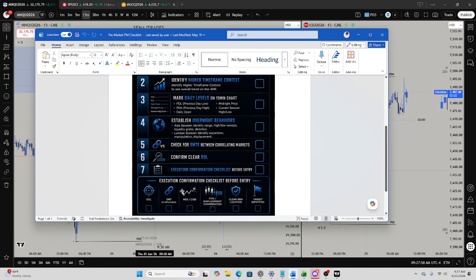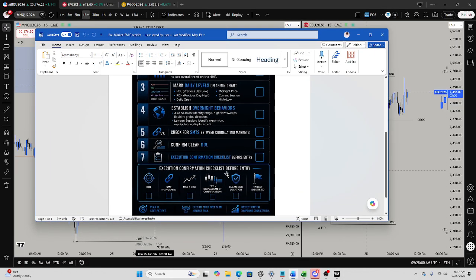Right, moving a little bit forward again, our execution confirmation checklist. Draw on liquidity, in which we already kind of have, SMT if it is applicable, our market structure shift or CISD, that inverse fair value gap displacement, which is our confirmation.